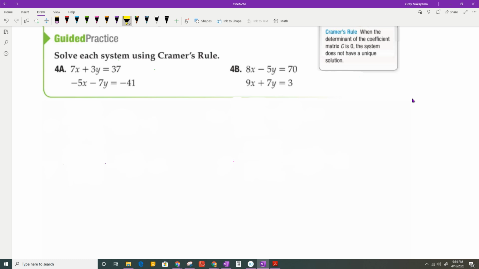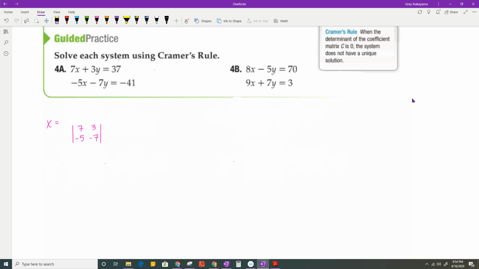You are welcome to solve it by elimination or substitution or by graphing or some other method to see if you got it right. But to get full credit on the quiz, you have to show me Cramer's rule. Okay, so we have x, and we'll start with the bottom.